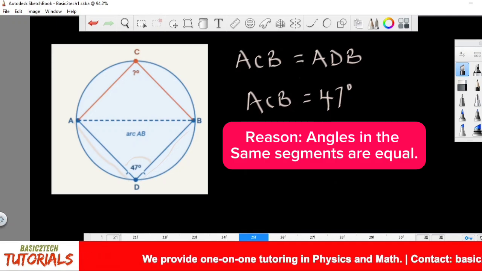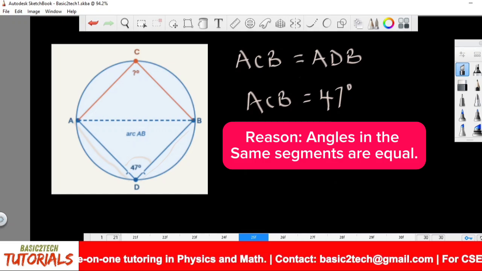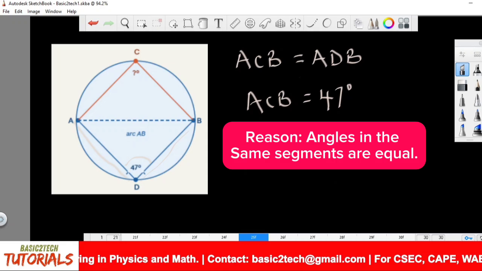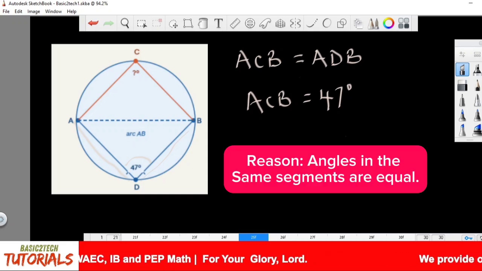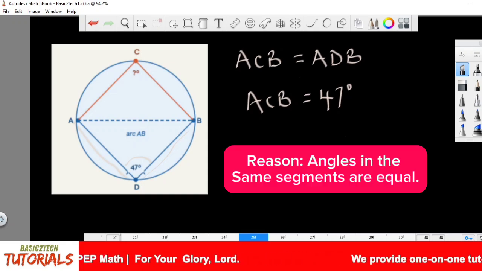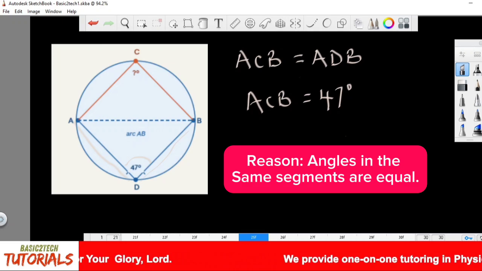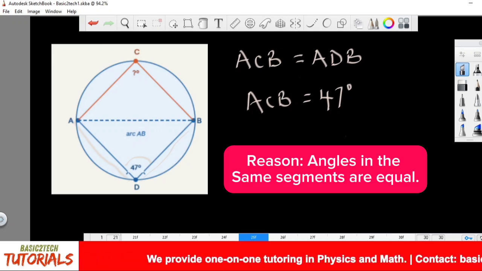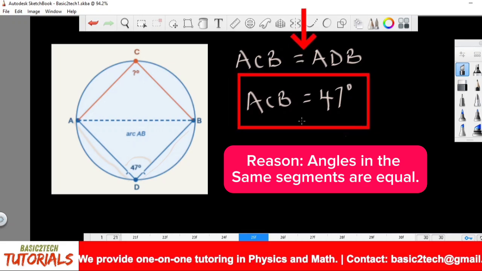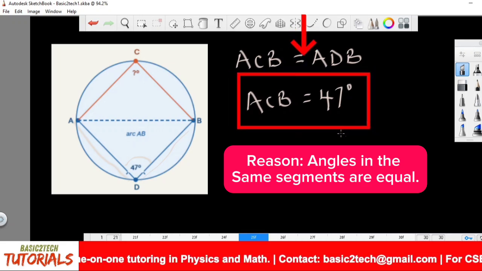Your examiners want the exact phrase. No reason, no second mark. That is the game. Play it right. Such questions, all you do is this. You spot the chord, spot angles standing on it, same side, done. So angle ACB equals 47 degrees.